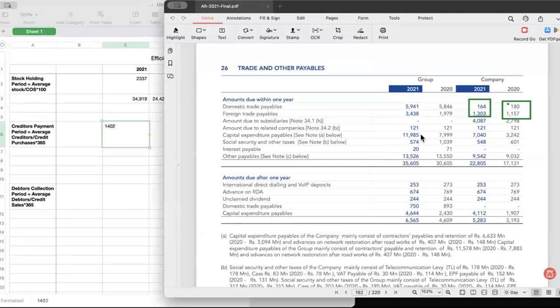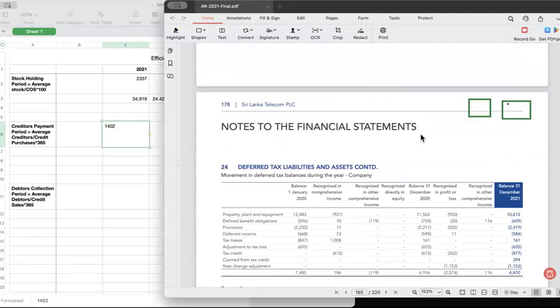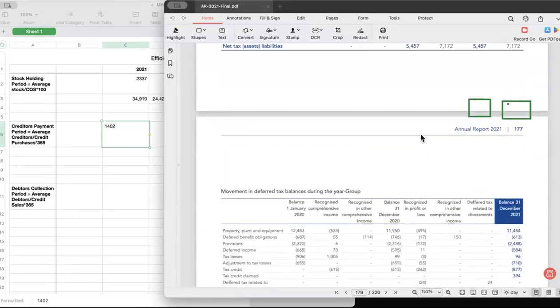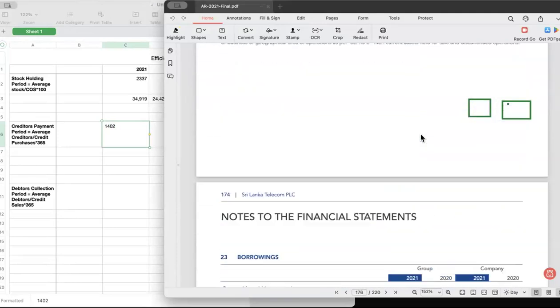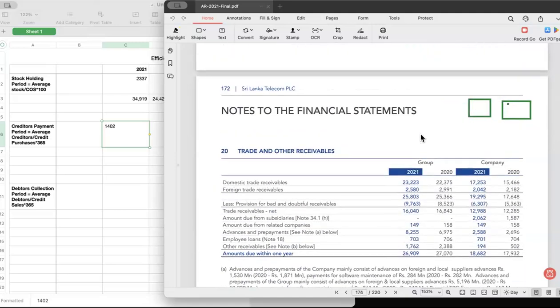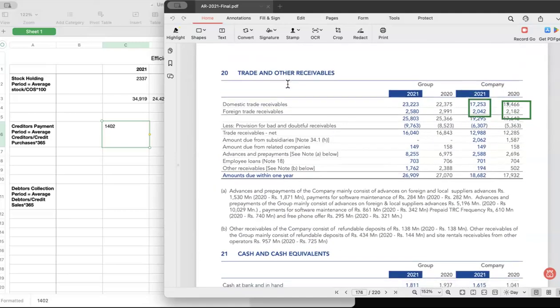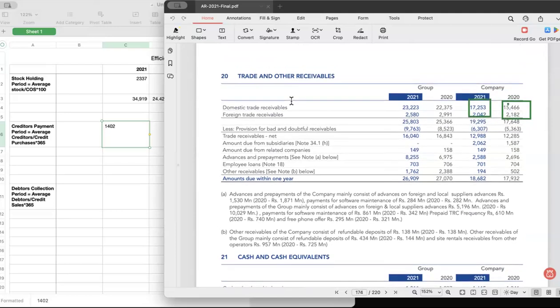Let's take the receivables as well, so we don't have to come back here. Receivables should be before payables. Okay, receivables are here. Take that information and then we'll fill in the average debtors as well. Debtors means trade receivables, another term. 17253 plus 2042 plus 6 plus 2182.